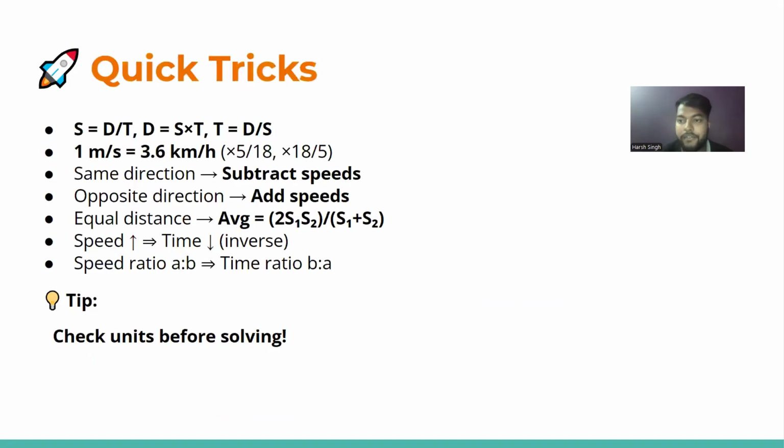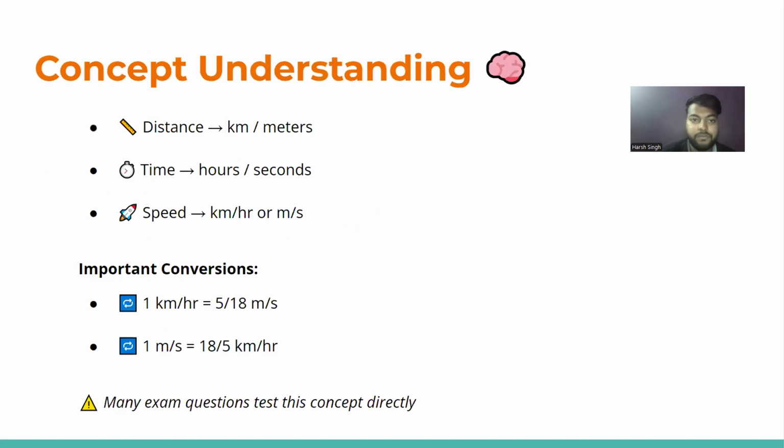And here I've shown some quick tricks you can follow, some basic formulas, and some basic unit conversion. For relative speed, if the objects move in the same direction, then we have to subtract the speeds. If the two objects are moving in opposite directions, then we have to add the speeds. For equal distance or average speed, we use the formula mentioned below. I've also shown the relationship between speed and time, and also the ratio.